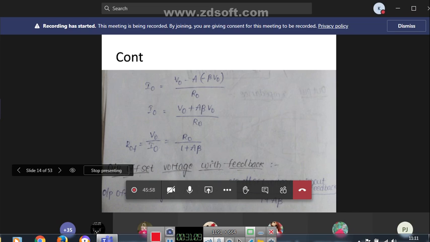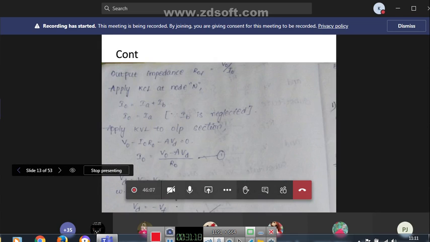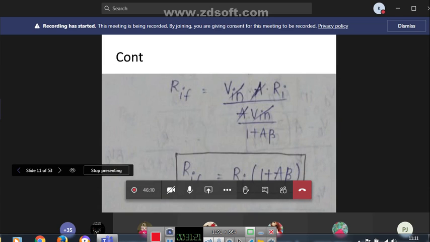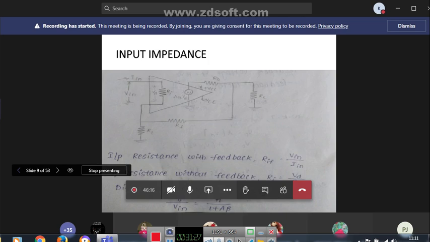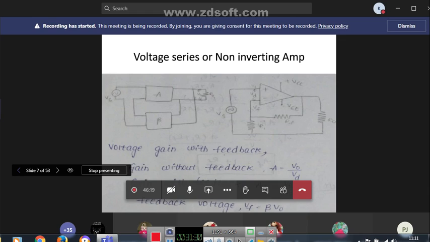So this is about the voltage series or non-inverting amplifier. In the non-inverting amplifier, the input voltage is applied to the non-inverting terminal, right? In the non-inverting amplifier or voltage series amplifier, the gain with feedback is 1 plus RF by R1. The input impedance with feedback RIF equal to RI into (1 plus A beta), so it increases by 1 plus A beta times.